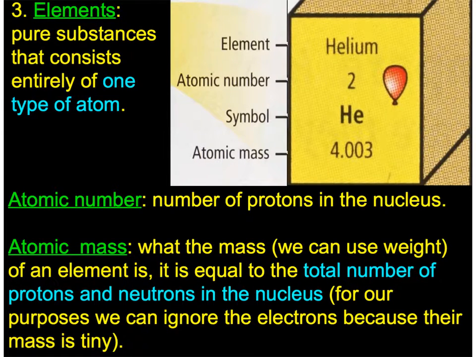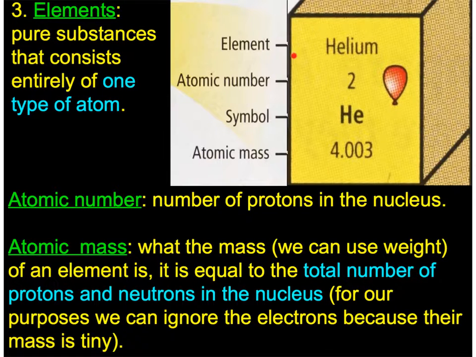Then we have the elements, and there's that periodic table of the elements. Elements essentially are kind of interchangeable with the word atom. Imagine if we had all of one particular kind of atom, we could then say, okay, this is the element oxygen. This is the element helium, hydrogen, carbon, calcium, whatever it might be.